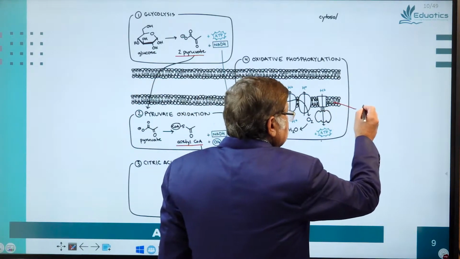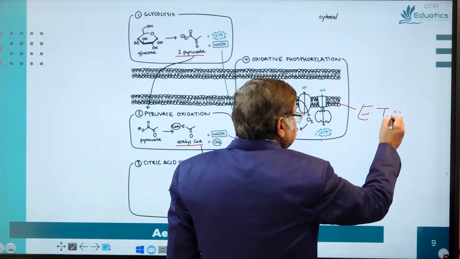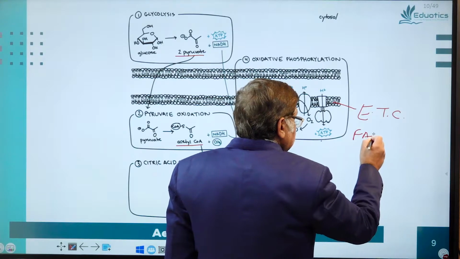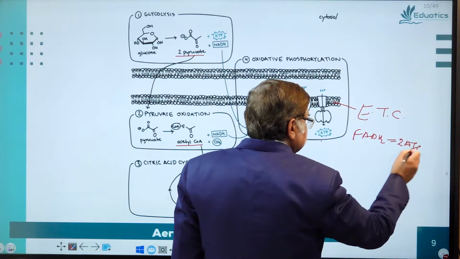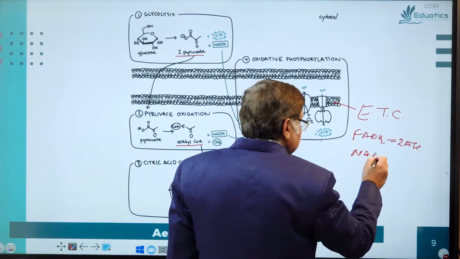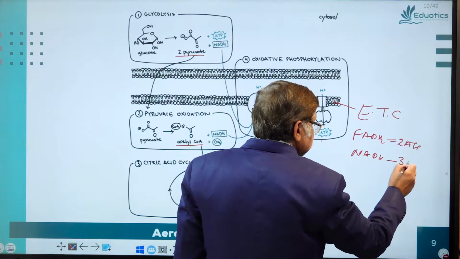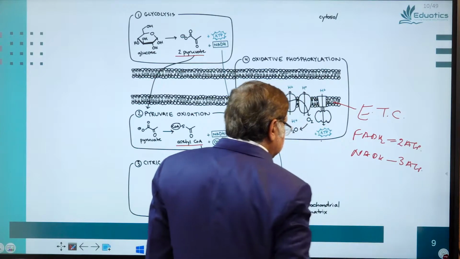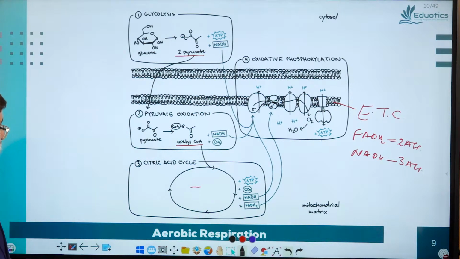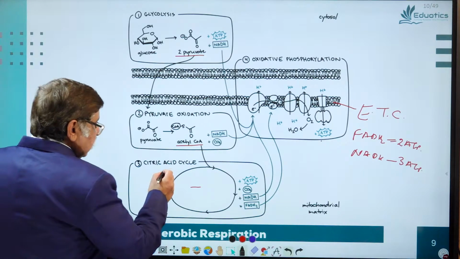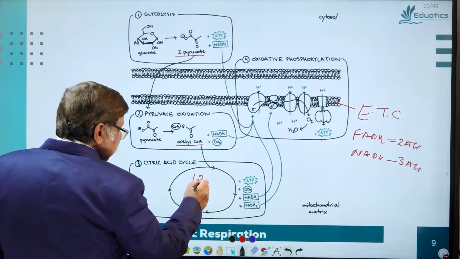And from this electron transport chain, FADH2 has the potential to produce 2 ATP. NADH has the potential to produce 3 ATP. For that, we'll be doing the energy calculations later on. But as we go on, the citric acid cycle will give us 12 ATP.